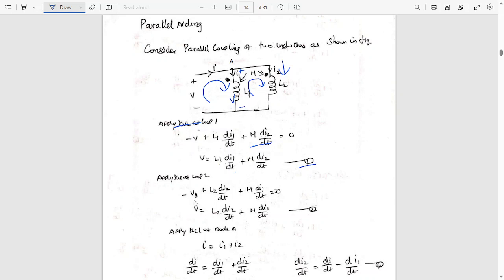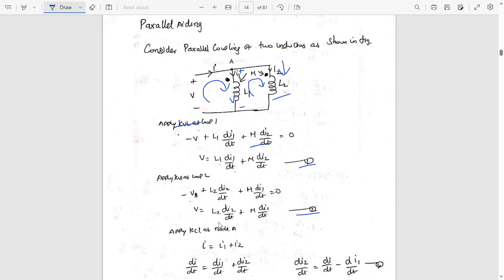I will get minus V, because current is entering negative and leaving positive, plus L2 di2 by dt, the self-induced voltage, and there is a mutually induced voltage due to the current I1 flowing through L1, which I call M di1 by dt, equal to 0. If I rearrange it, I will get V equal to L2 di2 by dt plus M di1 by dt, which I consider as equation number 2.